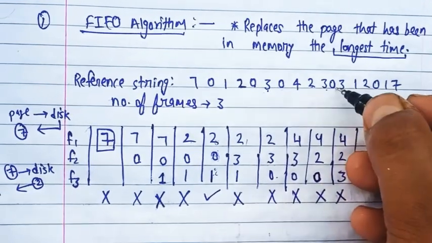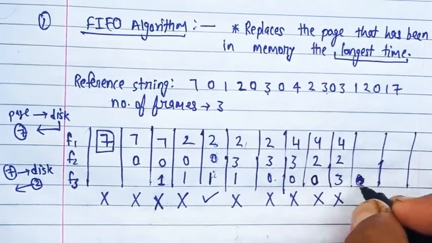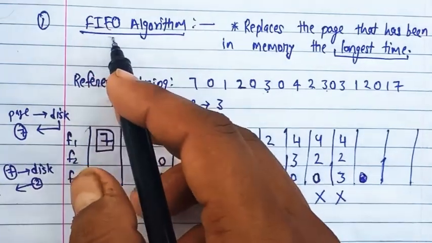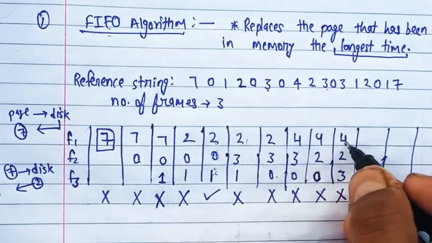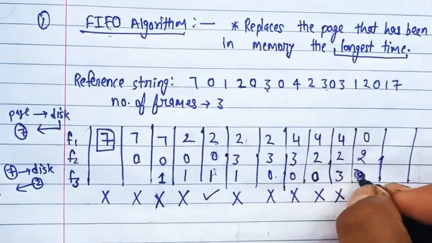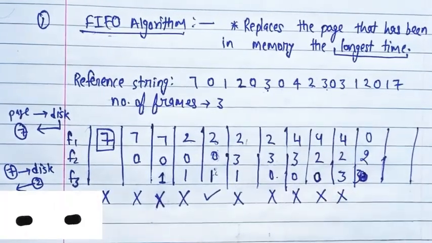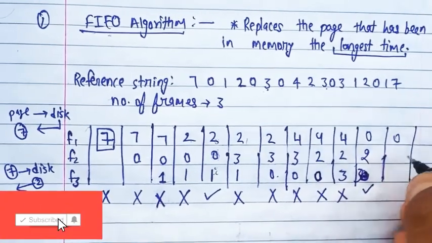In the case of 0, there is no 0, so in this case you have to check the FIFO technique. According to FIFO, 2 came first or 4 came first, so 4 will swap with 0, so 0 2 3. And again 3 is already present in it, so you will write it as it is.